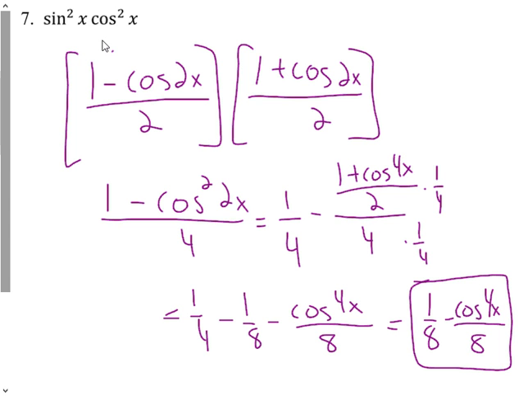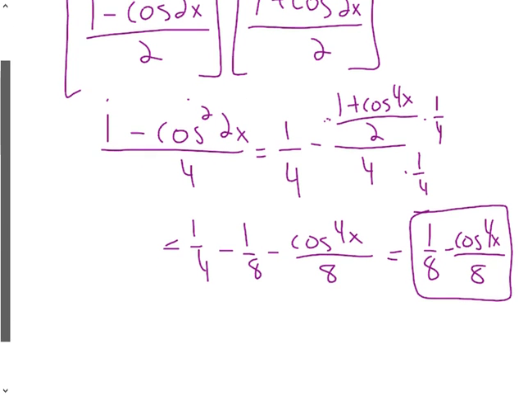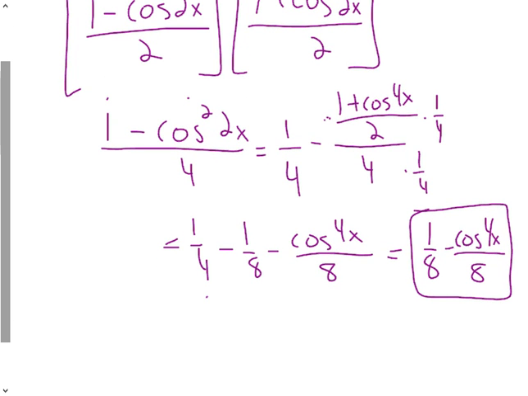Sine squared of x is 1 minus cosine of 2x over 2. Cosine squared is 1 plus cosine of 2x over 2. So those are conjugates. A minus b times a plus b is going to be a squared minus b squared. And then we just have to, again, expand the cosine squared of 2x to become 1 plus cosine of 4x over 2. Multiply by 1/4 on top and bottom to get 1/8.